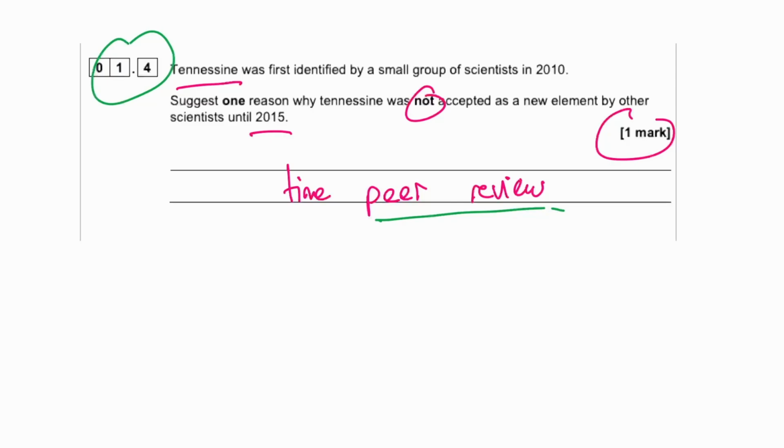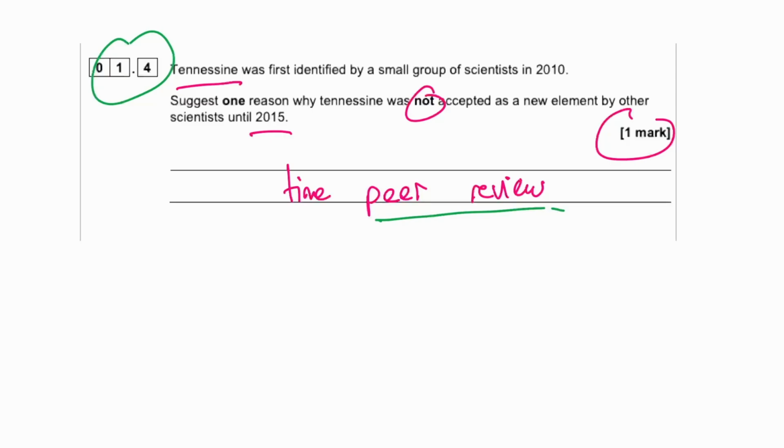In the AQA specification, it's there as well, and in all the other specifications, they will have something similar. And the idea is that you need to be able to explain and recognize specifically the importance of peer review of results and of communicating results to a range of audiences.